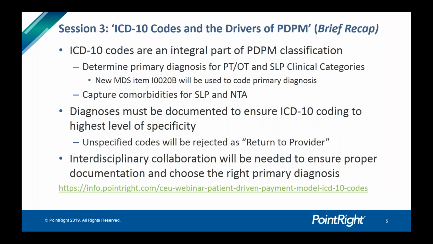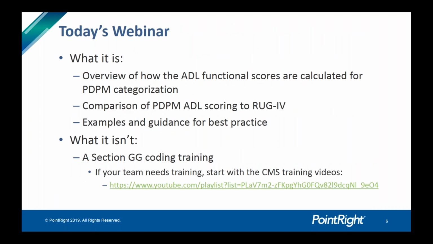And then session 3 covered ICD-10 coding, which is a very big part of PDPM, both for determining the primary diagnosis for the clinical categories of PDPM, as well as capturing comorbidities for the speech and the non-therapy ancillary components. So it's very important to make sure that your ICD-10 coding is at a good level of competency in order to appropriately capture these diagnoses. And it really does require interdisciplinary teamwork, as every piece of PDPM does. So that's a brief review so far. Now let's talk about today's webinar.